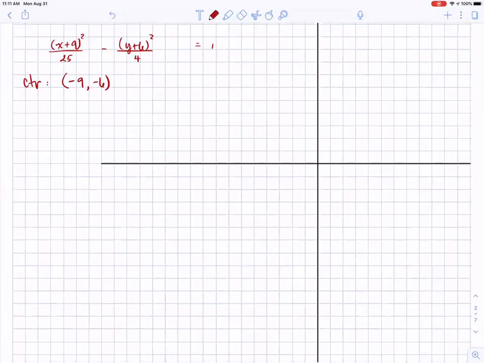All right, and you can count blocks, be sure to number them so that you'll know what's going on. 2, 4, 6, 8, 9. So it's -9, 2, 4, 6. So there's my center.